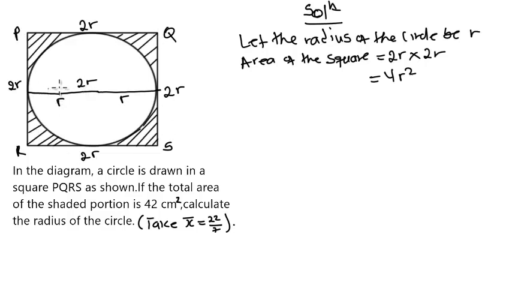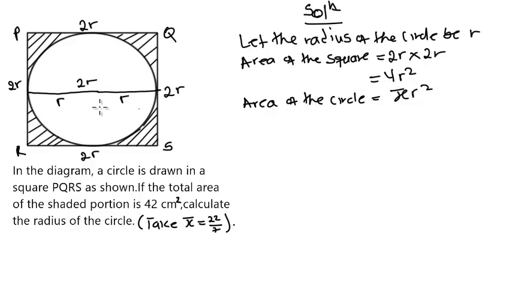Now let's go ahead and find the area of the circle. So the area of the circle will be equal to pi r squared. The area of the circle is pi r squared. So we now know the area of the circle, which is pi r squared. And then we also know the area of the square, PQRS, which is 4r squared.